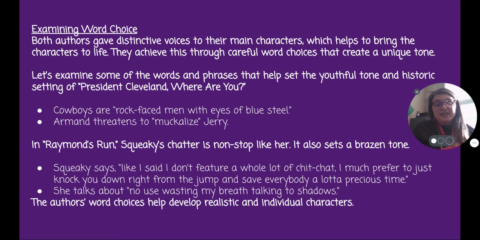Where in Raymond's Run, Squeaky's chatter is nonstop just like her. And it also sets a pretty brazen and bold tone. So when Squeaky says, "Like I said, I don't feature a whole lot of chit-chat, but I must prefer to just knock you down right from the jump and save everybody a lot of precious time." And when she says "no use wasting my breath talking to shadows," this tells us about her being a much more bold character than Jerry.